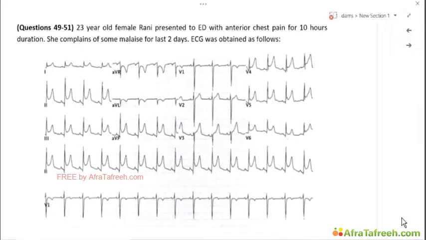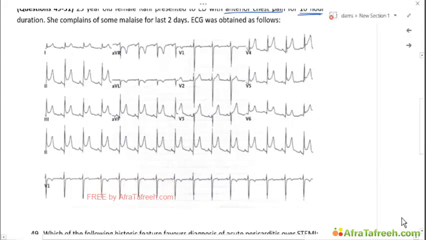Okay, so this is a 23-year-old female who presents to the emergency department with anterior chest pain for 10 hours. She complains of some malaise for the last 2 days. An ECG is obtained. Okay, so we go to the ECG now. Discussion of the ECG. We have a 12 lead ECG in front of us.